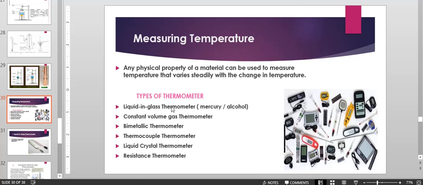So now let's discuss different types of thermometer. Liquid in glass thermometer, which is most of the time made up of mercury or alcohol. The others are constant volume gas thermometer, bimetallic thermometer, thermocouple thermometer, liquid crystal thermometer, and the resistance thermometer. We'll discuss all these in brief in our upcoming slides. So let's begin.